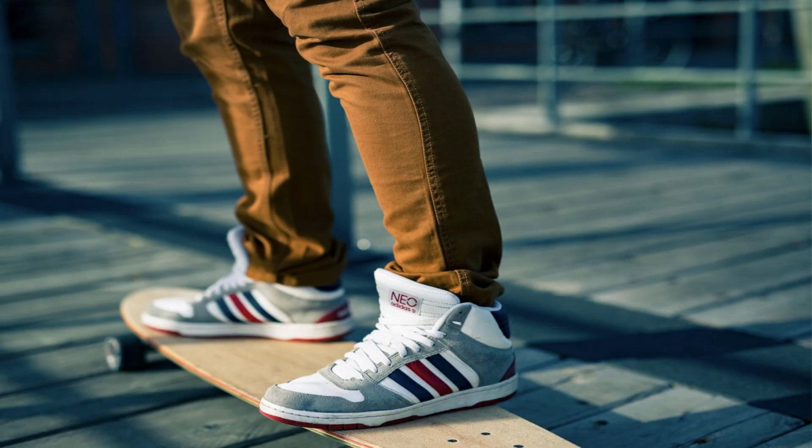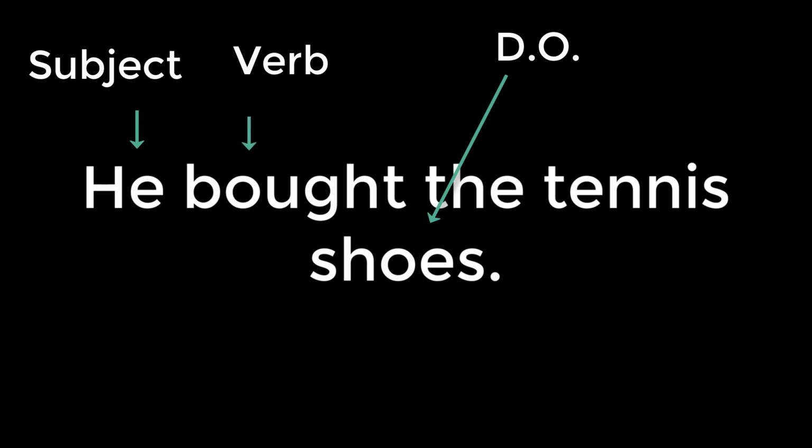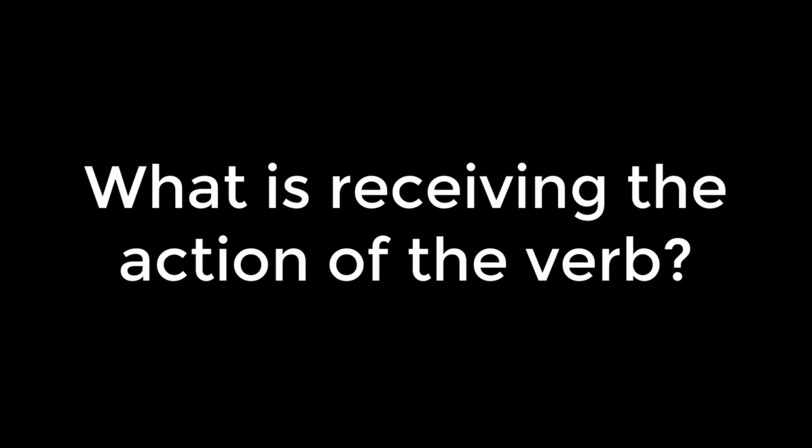Let's try another example. He bought the tennis shoes. What is our direct object? Our direct object is tennis shoes because they are receiving the action of the verb bought. What did he buy? He bought the tennis shoes. Watch what I did there. When you're figuring out the direct object, ask yourself who or what is receiving the action of the verb. In this case, bought. Now let's talk indirect objects.